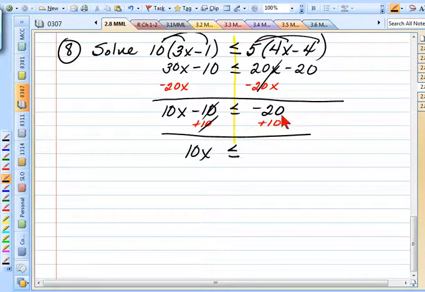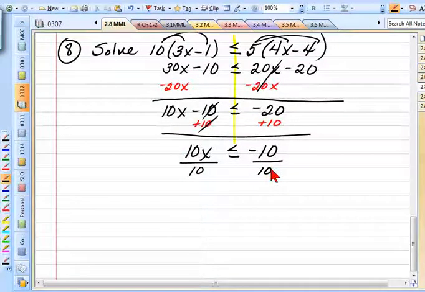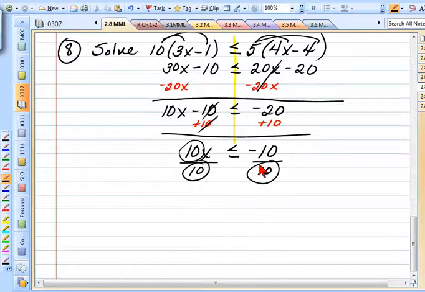And what's my final step? Divide by 10, divide by 10. Do you flip it or do you not flip it? No. The coefficient is a positive 10. Now, you're dividing into a negative 10, but that's not what the rule said. The rule says, look at this number, and if it's negative, you flip. Okay? So we get x is less than or equal to negative 1.